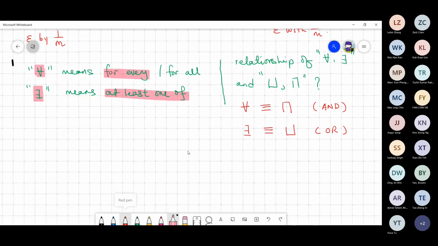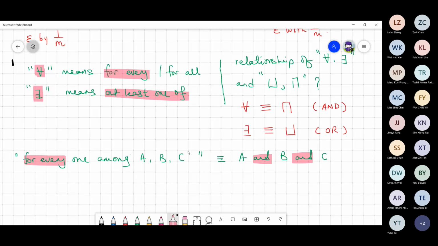So how to interpret these things? Just look at these statements. If you look at for every one among A, B, C, this statement says that these three persons, A, B, C, are all involved here. Which means this is equivalent to saying that A and B and C will get involved with that activity. So that's why this is represented by intersection.